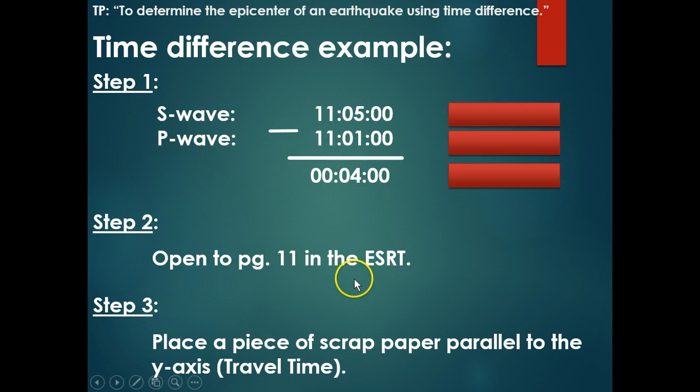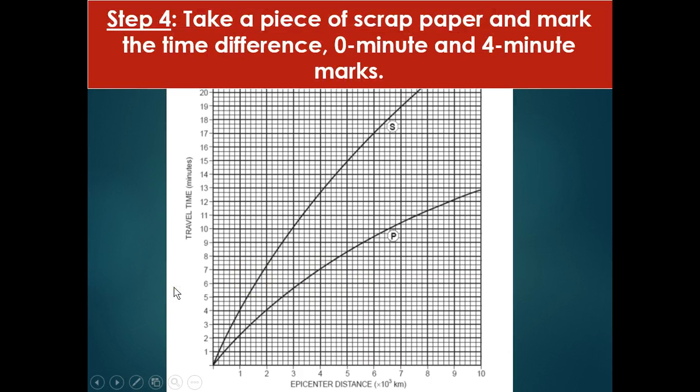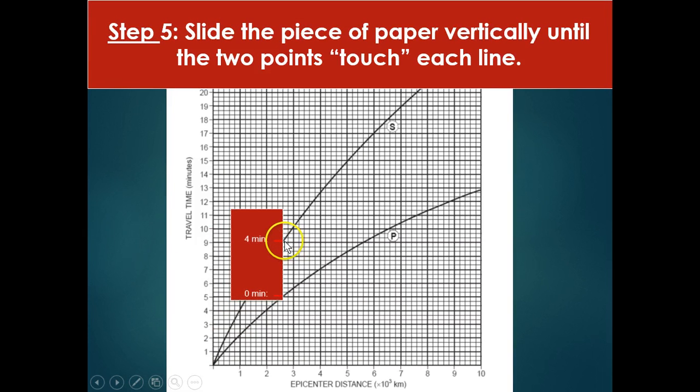So let's go to page 11. We go to page 11, and we're going to take our scrap paper, and we're going to mark off the 0, and we're going to mark off the 4 minutes. We're going to take our scrap paper, we're going to slide it up until they meet the S and the P wave line.